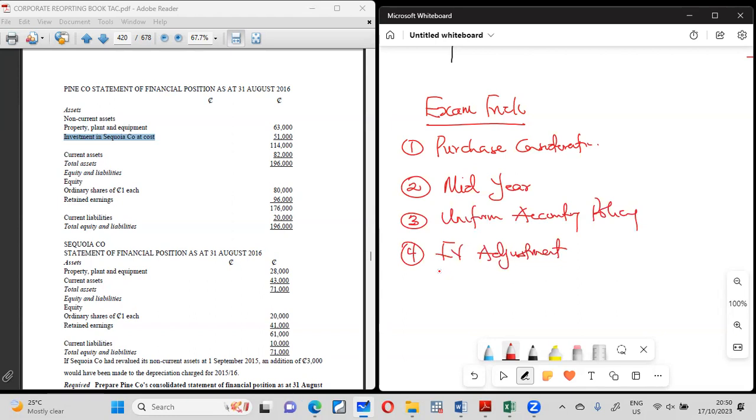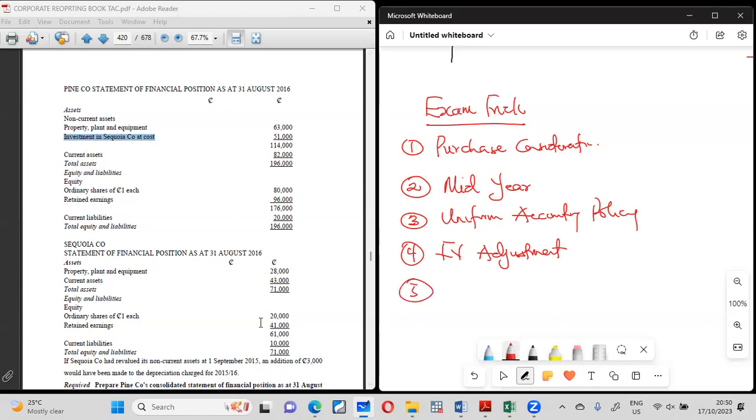But the next time, it may not be on the NCA. It may be on receivables. It can be on inventory. It can be on anything. All right, so you need to learn that. If it is about an intangible, you know that subsequently the intangible is amortized or it's impaired. All right, so you do that fair value adjustment: depreciation, impairment, or amortization. So you will look at that again.